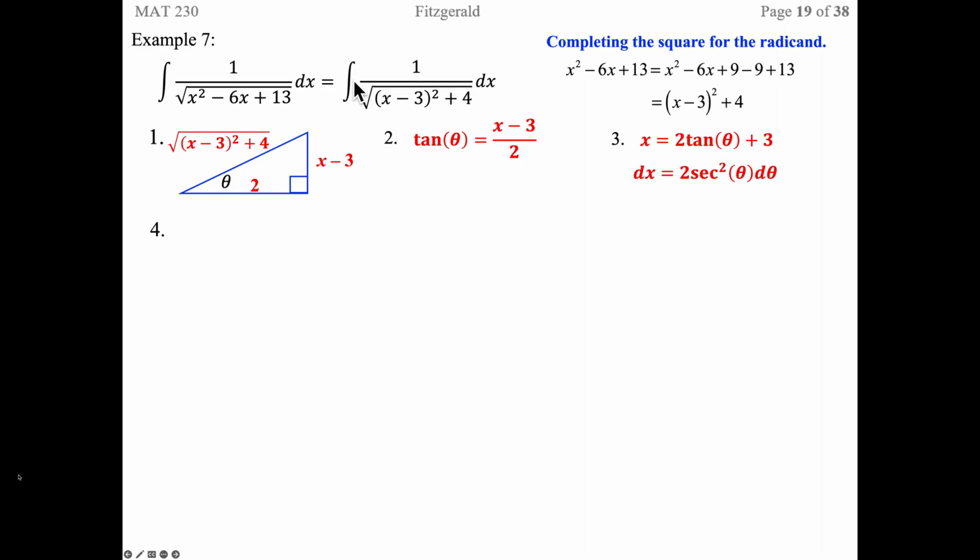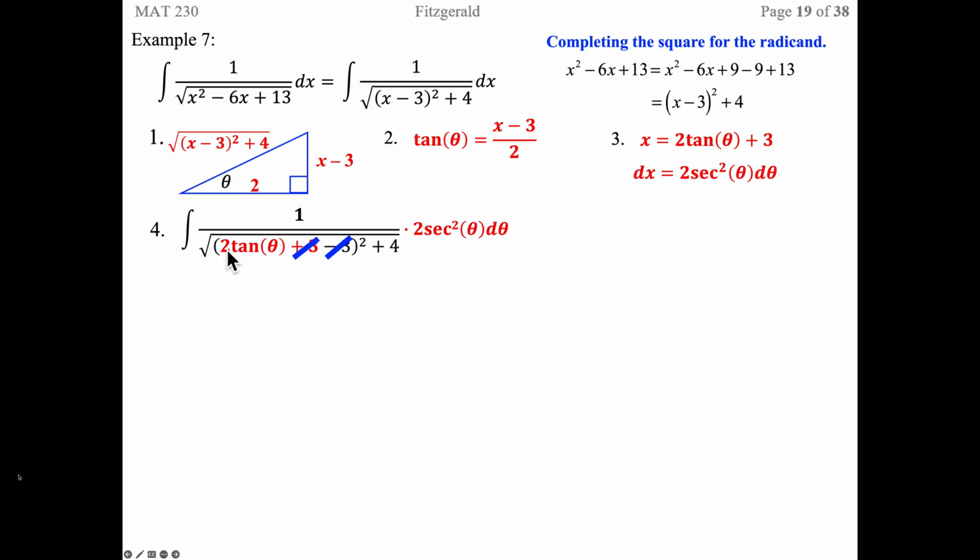So now, looking at my new integral, we're ready to substitute in. 2 tangent theta plus 3 goes in for x. You can see the plus 3 and minus 3 will cancel out. My dx was replaced with 2 secant squared theta d theta. So canceling my 3's, let's rewrite this integral over here.